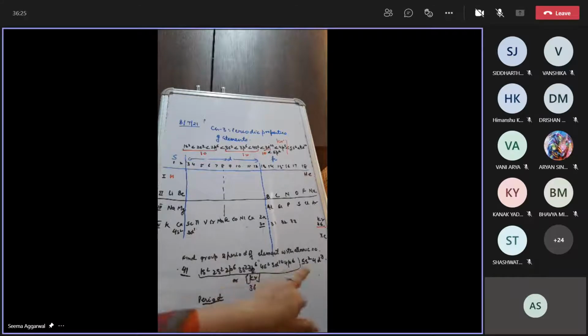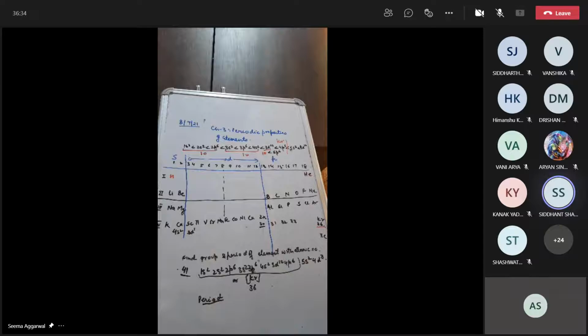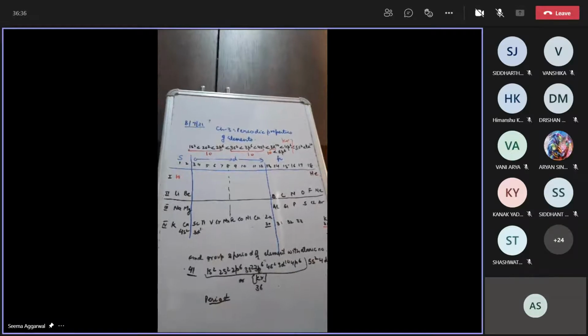Okay, Siddhant, just read what I have written here. 5s2 4d3. So which is greater, 5 or 4? 5. So to which period it belongs? Period means highest value of n. ये जो लिखा होता है ना, n की वैल्यू होती है. What is the highest value of n? 5. So it belongs to fifth period.